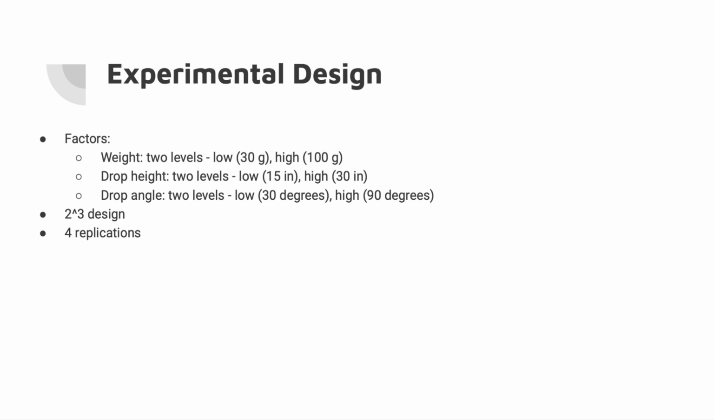As far as the design of our experiment goes, we assigned 2 levels, high and low, to each of our factors. For weight, the low level was 30 grams and the high level was 100 grams. For drop height, the low level was 15 inches and the high level was 30 inches. For drop angle, the low level was 30 degrees and the high level was 90 degrees. And these levels and factors produced a 2 to the third design, and we had 4 replications.